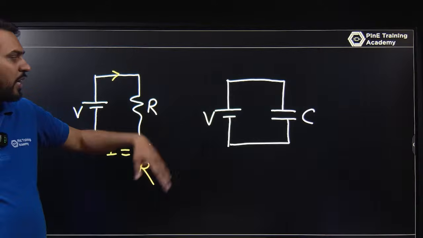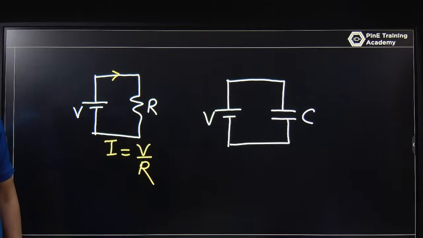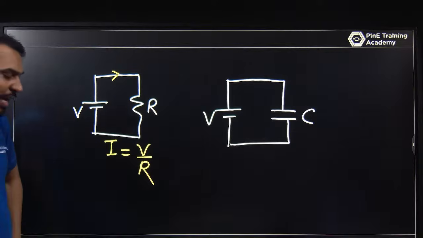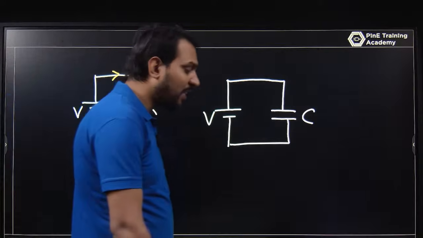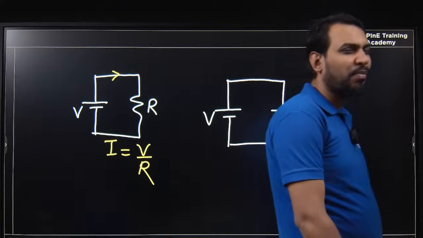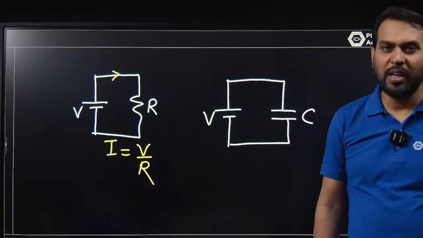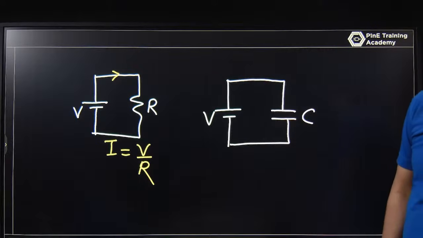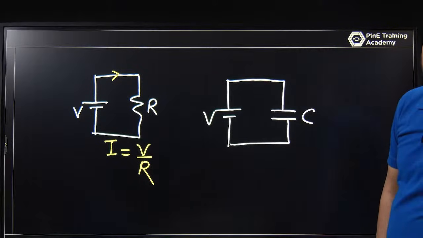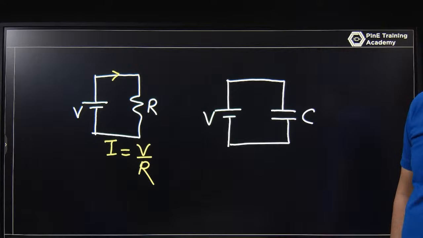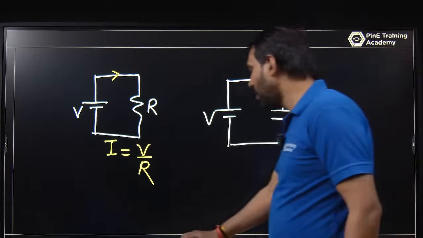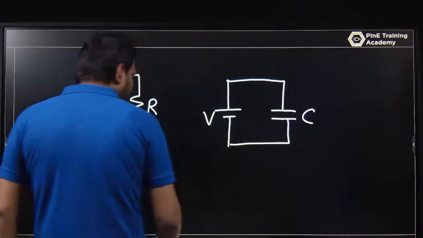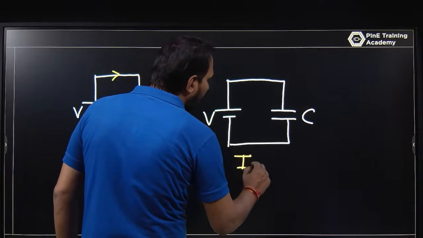Let's say you have a voltage source and you have a capacitor. What will happen? As you know, a capacitor is a DC block. What does that mean? DC block means the current is zero through this. A capacitor cannot pass a DC current. Why? Because the relation of current and voltage is I is equal to C dV by dt.